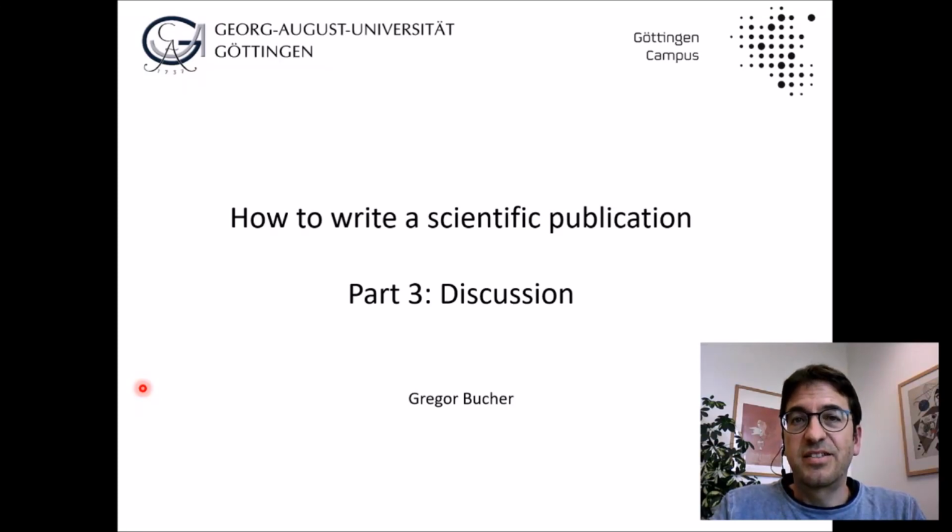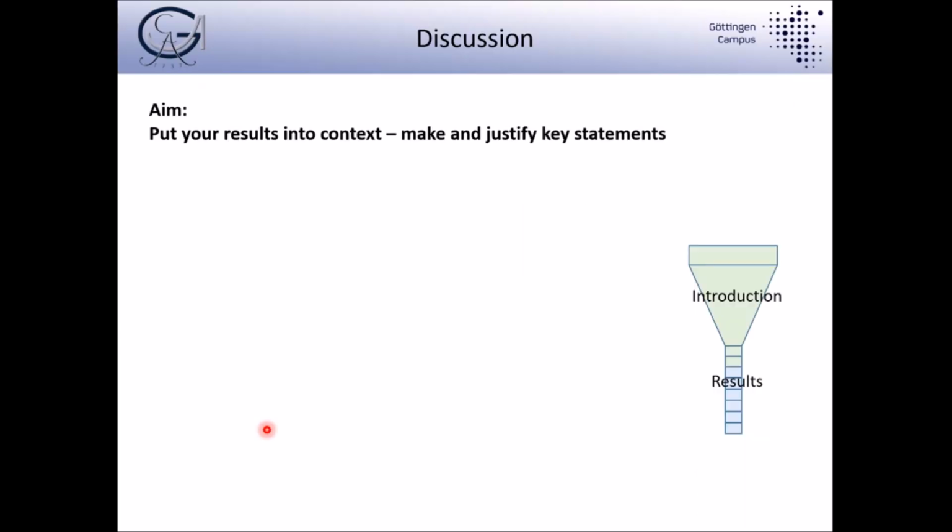Hi, in this tutorial I would like to talk about how to write a discussion for a scientific publication. So the aim of the discussion is to put your results into context of literature and of what is known, and to make statements and to justify them. And I would like to start this tutorial with some statements.